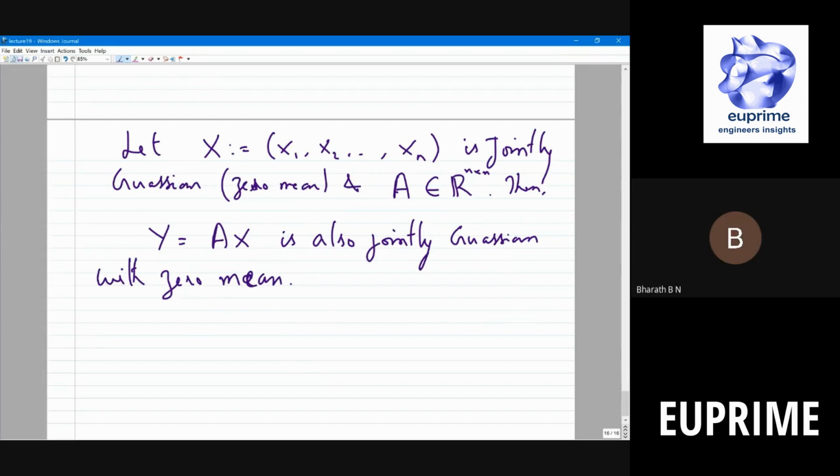So a linear combination of y is a linear combination of a combination of x, right? So essentially you have to prove that it is also a linear combination of x. A linear combination of y is the same as a linear combination of x. That's what you need to prove. If you prove that, then y is also jointly Gaussian because x is jointly Gaussian. Fine? Okay, I want you to formally prove this.